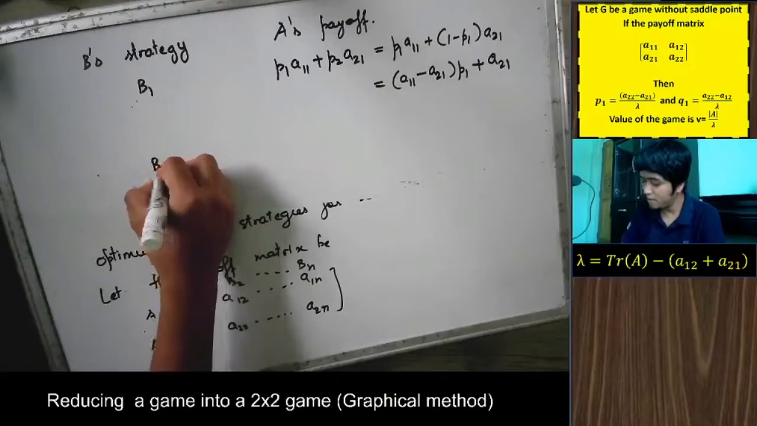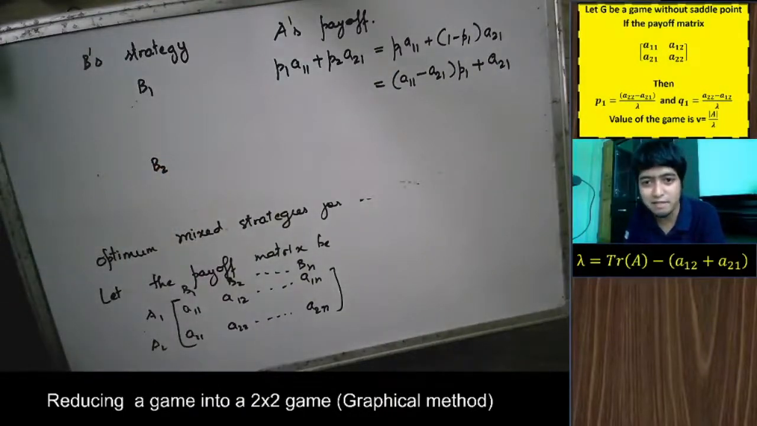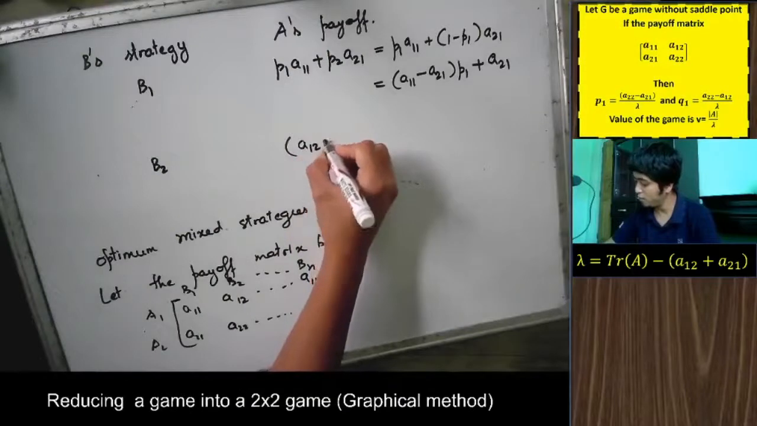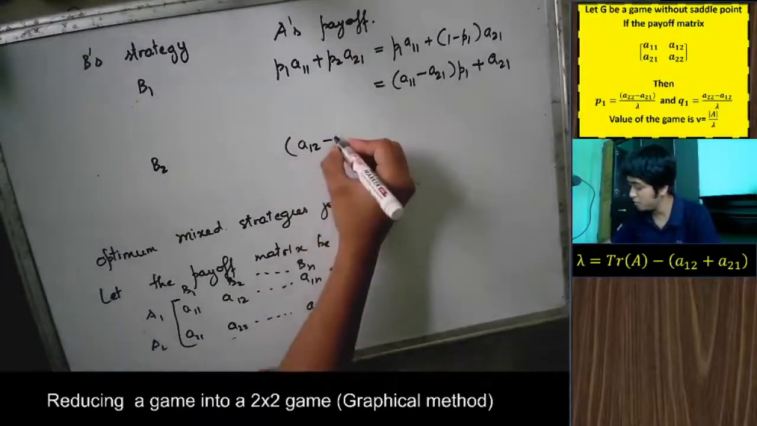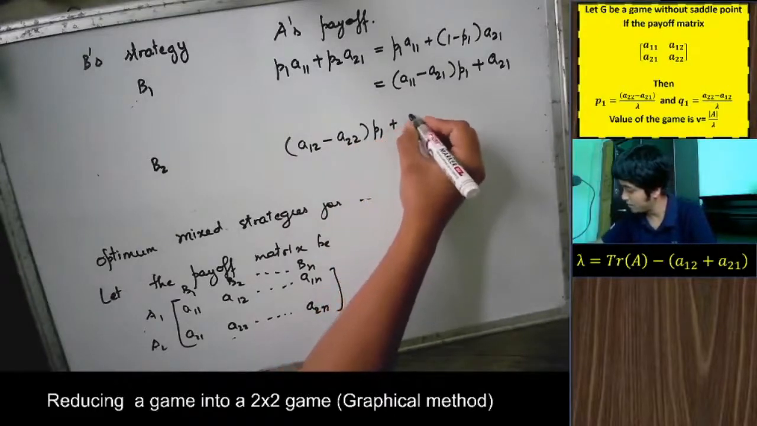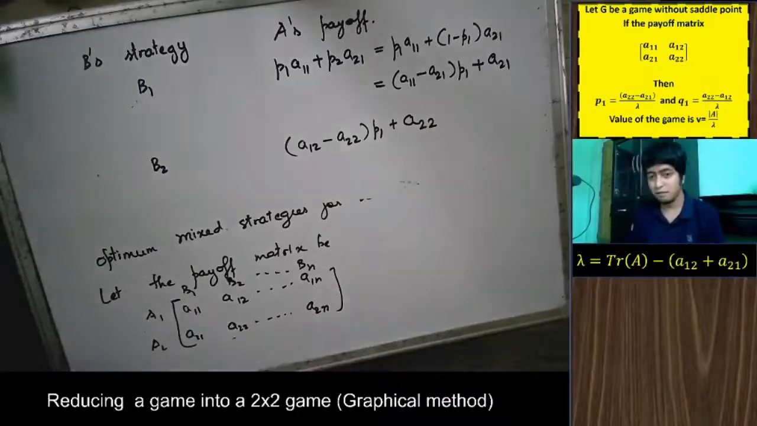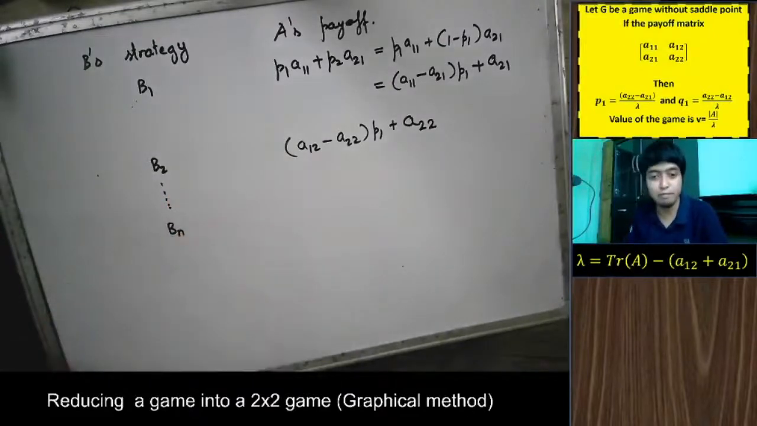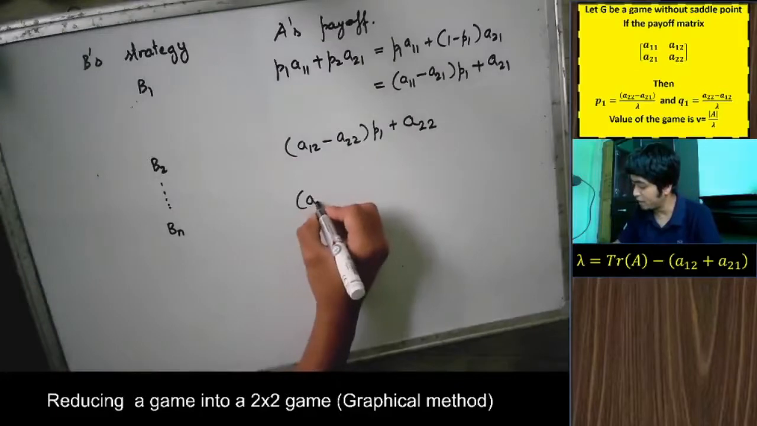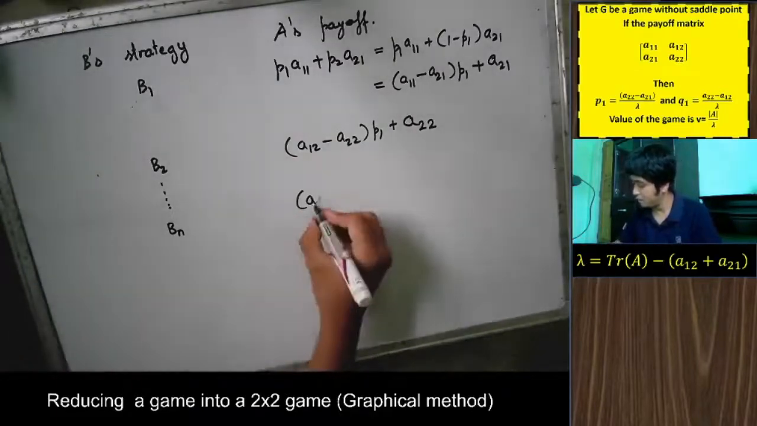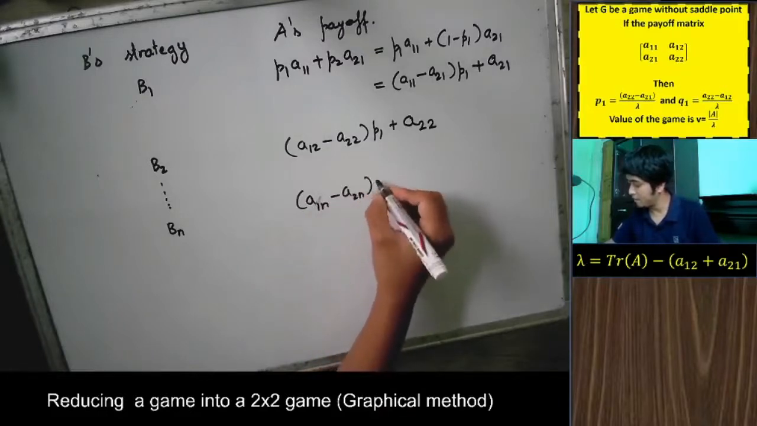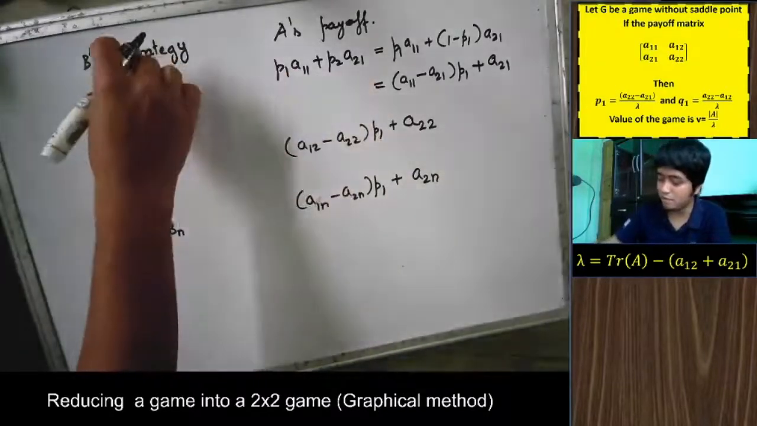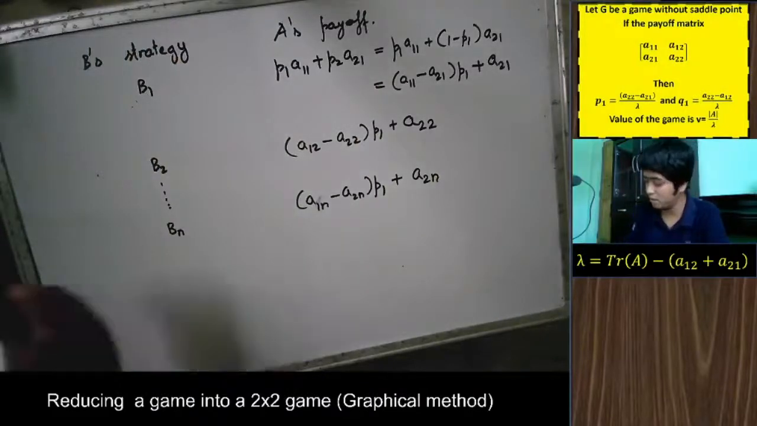Similarly, if B's strategy is B2, we will be getting that A's payoff is, instead of A11, it will be A12, and instead of A21, it will be A22: A12 minus A22 times P1 plus A22. We can continue this up to Bn. So if we continue it up to Bn, over here we will be getting A1n minus A2n times P1 plus A2n. So these are the payoffs for A when B is using the strategy B1, B2 up to Bn. Okay, accordingly.